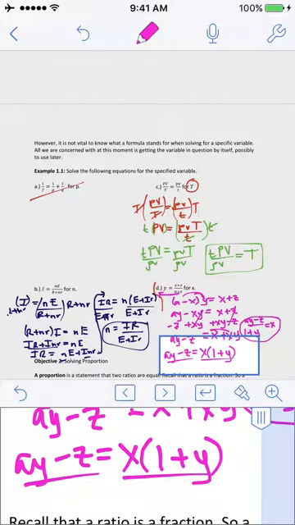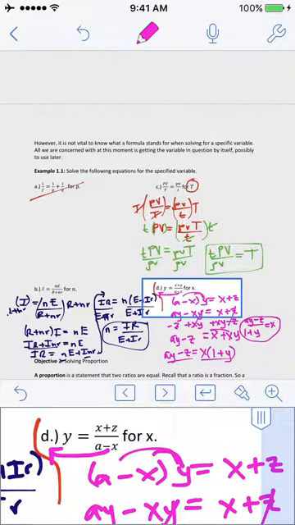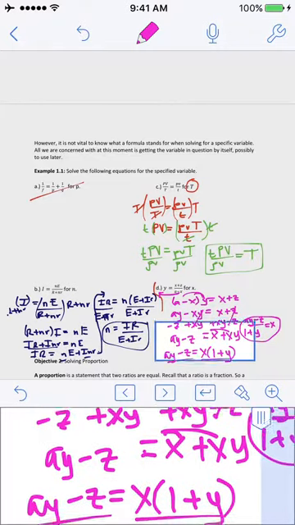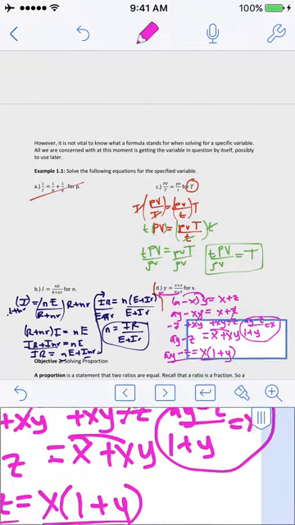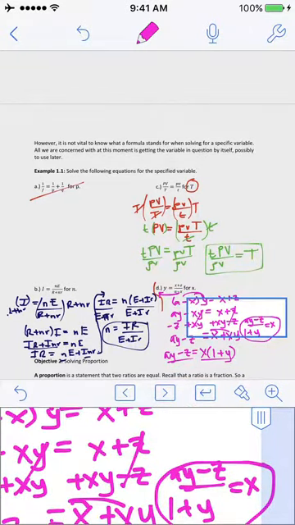So again, very little actually dealing with a rational, right? It's very little of dealing with a fraction. It's just get rid of the fraction first, and then start moving stuff from side to side until x is all by itself. There we go. Alright, that is solving for a specified variable when it has a rational in the equation.